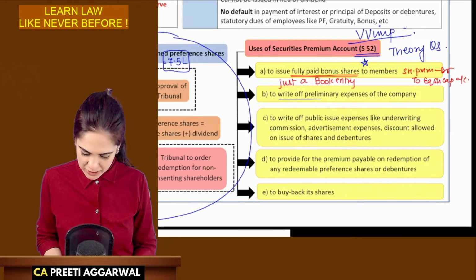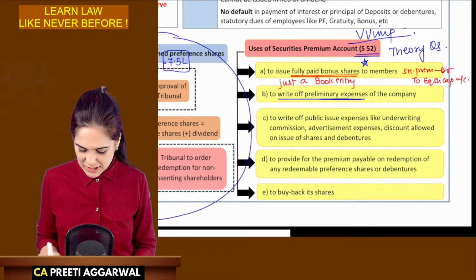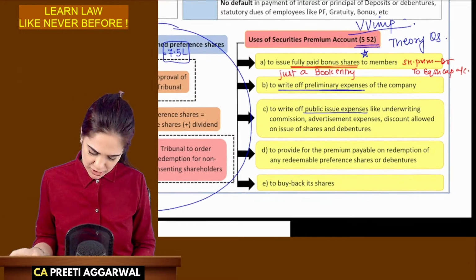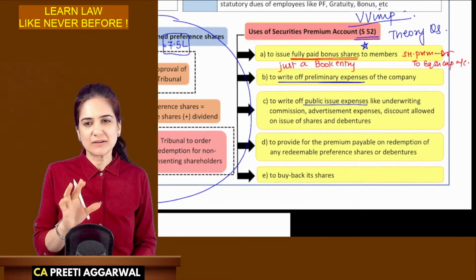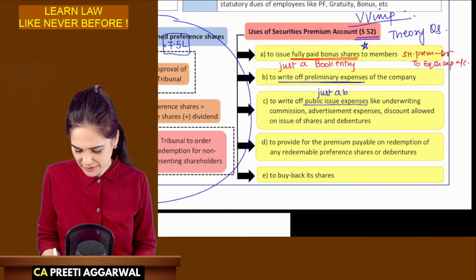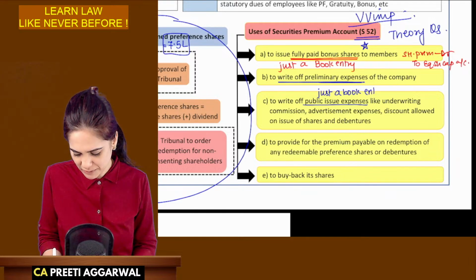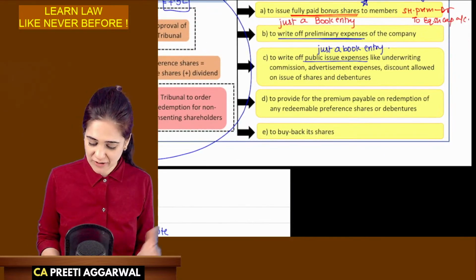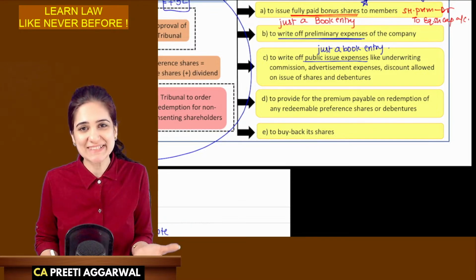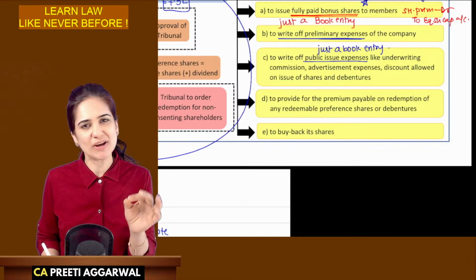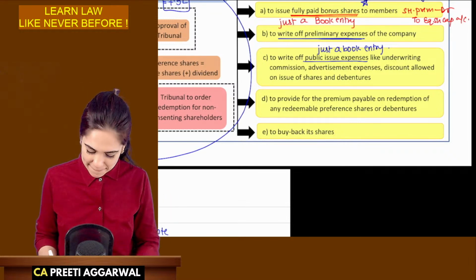To write off the preliminary expenses, to write off the public issue expenses like underwriting commission, advertisement. This is also again just a book entry you can write. So this is also just a book entry. No money comes in or goes out from the company actually. Discount allowed on issue of shares. Ma'am, we thought that shares cannot be issued at a discount. They can be issued at a discount only under certain circumstances. We are going to discuss that in section 53.